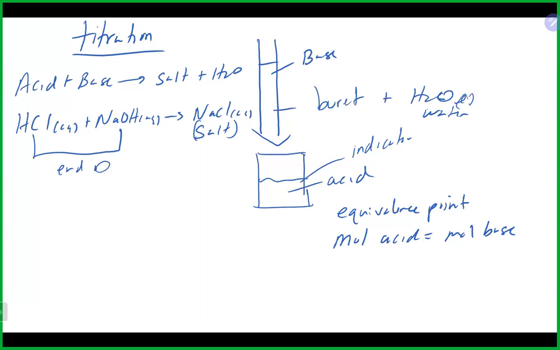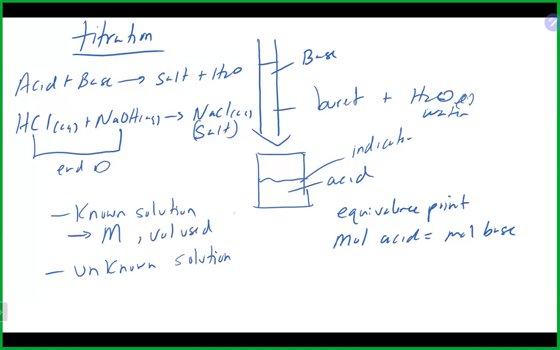Again, it is really when you're doing some type of calculation, and when we do a titration, we typically have a known solution and an unknown solution. The known solution is something much like the name implies. You know everything about it. You know the molarity, you know the volume that's used. So that allows you to figure out the moles of the known solution.